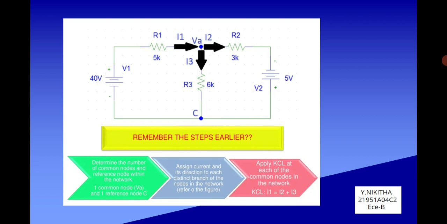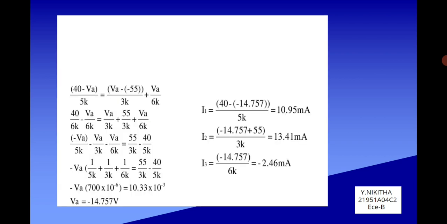KCL: I1 is equal to I2 plus I3. (40 minus VA) by 5K is equal to (VA minus (minus 55)) by 3K plus VA by 6K. So 40 minus VA by 5K is equal to VA plus 55 by 3K plus VA by 6K. VA into (1 by 5K plus 1 by 3K plus 1 by 6K) is equal to 55 by 3K minus 40 by 5K.